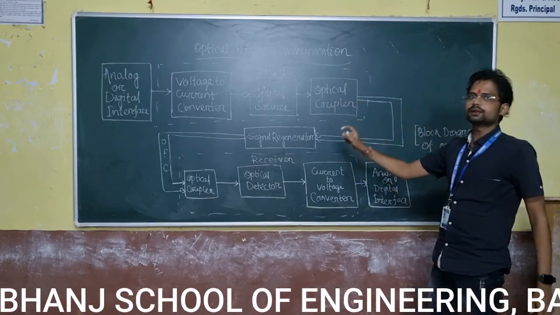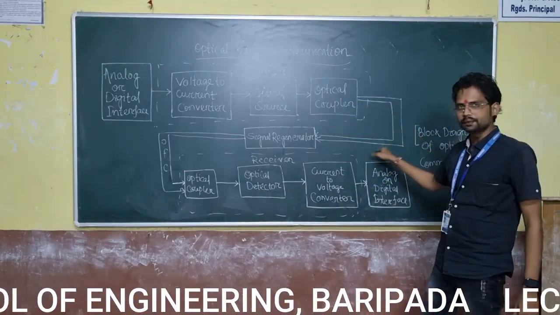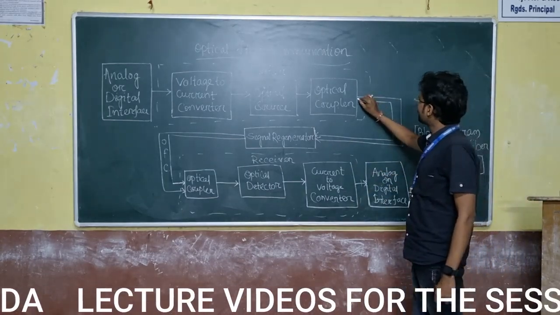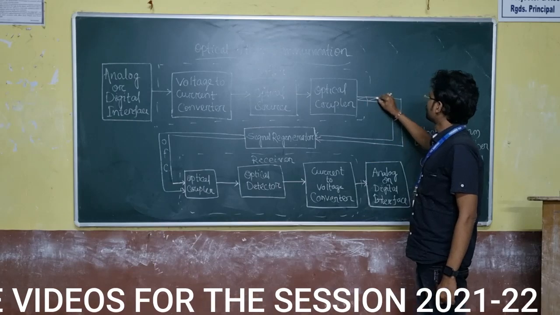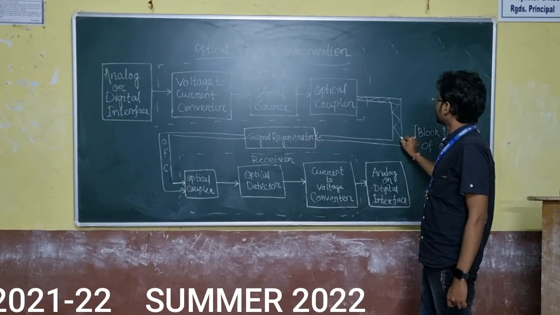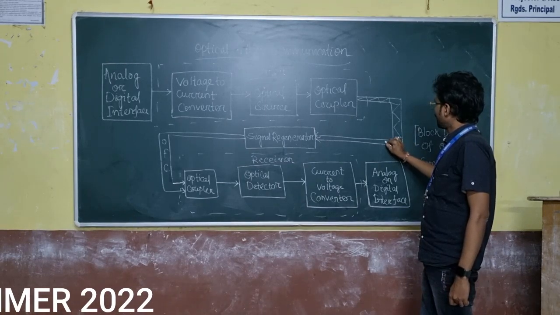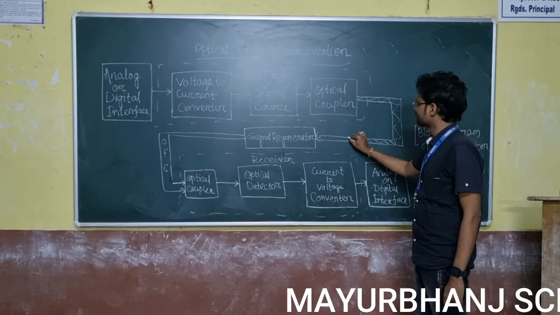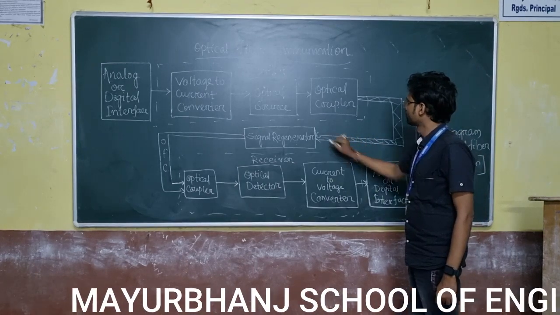So now we insert the optical coupler, which combines the optical source and the optical fiber to pass the light through the optical fiber. Then this light energy will start to flow through the optical fiber. How the light will propagate in the optical fiber, we will discuss in the next class.